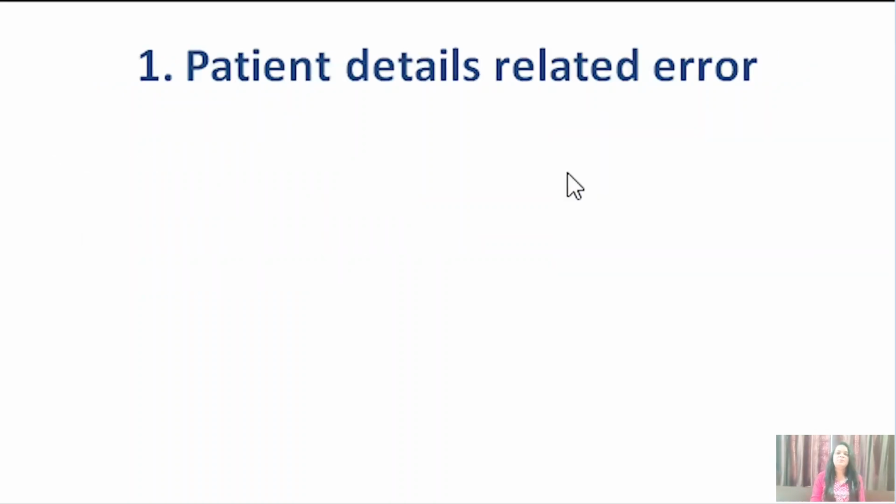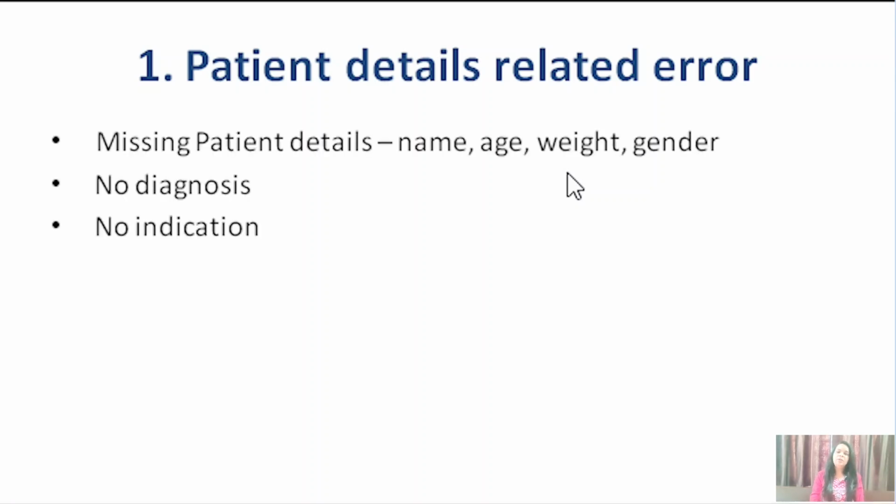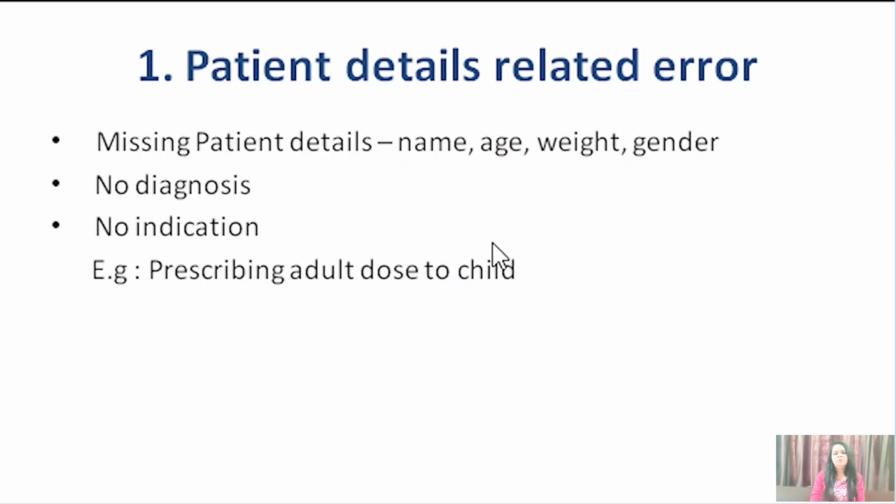So the first type of prescription writing error is a patient details related error. Sometimes the doctor may forget to write the details about the patient. These include the name, age, weight and gender of the patient. Then sometimes no diagnosis is mentioned on the prescription and no indication is mentioned for what this drug therapy is being prescribed. If you miss writing all these details of the patient, then this can lead to the prescribing of the adult dose to the child, and this can lead to a major adverse drug reaction in the child. So that is the reason you have to always write all the patient details when you are writing the prescription.